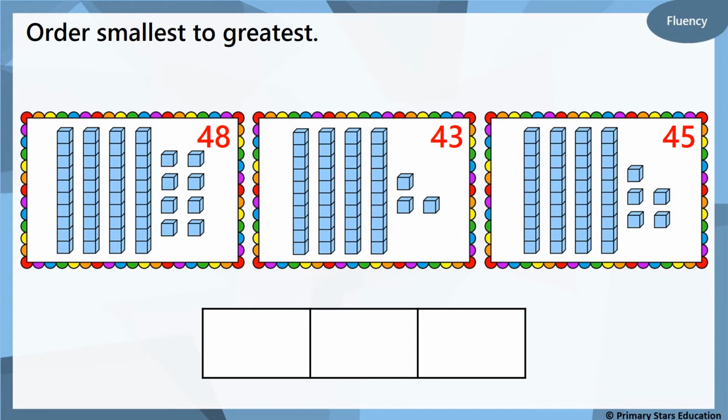Okay, now let's order them and you can check if you got it right. The smallest number is 43. It's only got 3 ones, hasn't it? Next is 45 and the greatest number was 48. Well done if you got that right.